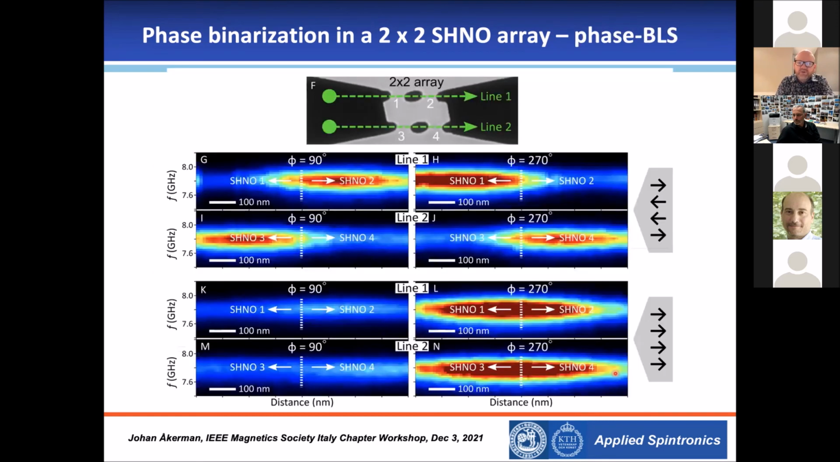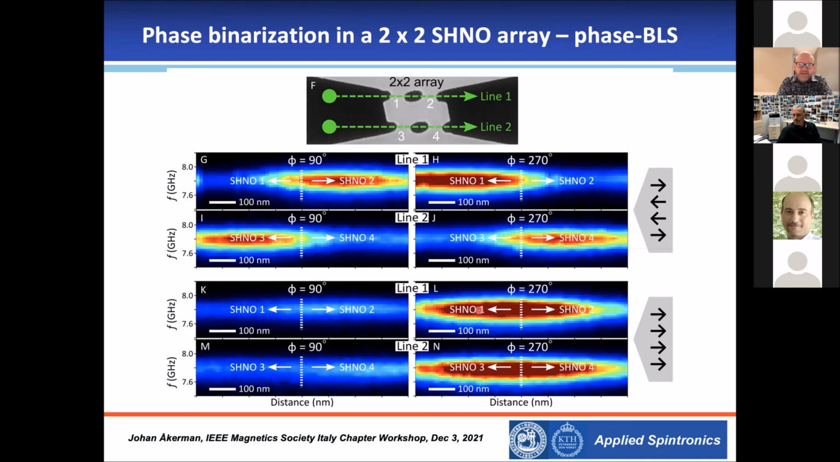And with the BLS microscope, we indeed can confirm this electrical measurement. When the reference is at 90 degrees, we see that oscillator 2 and 3 are at the same phase, and oscillator 1 and 4 are at the same phase. So they prefer to couple in phase, whereas they prefer to couple anti-phase in between themselves this way. And when we reverse the reference, we indeed see that they also reverse sign. When we get completely in phase electrical signals, we also see that the array is completely in phase.